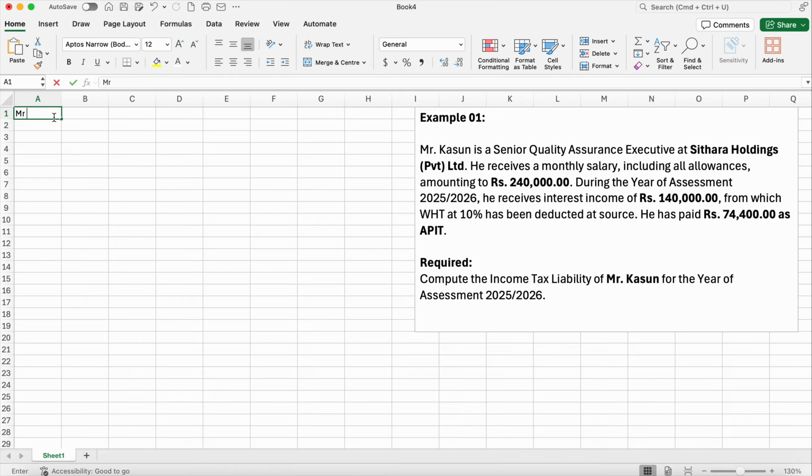So here, Mr. Kasun, we are going to compute the income tax liability of Mr. Kasun for the year of assessment 25-26. So Mr. Kasun, computation of income tax liability for the year of assessment 25-26.